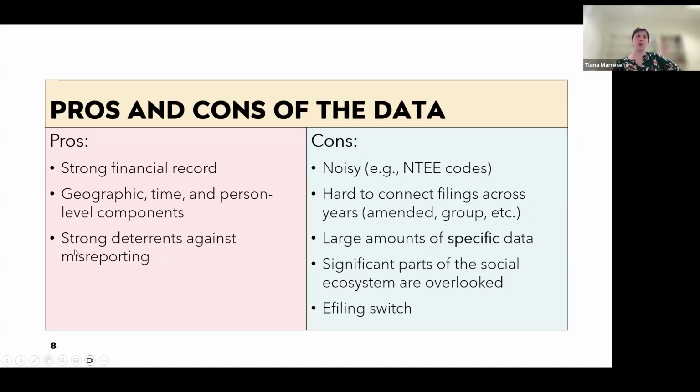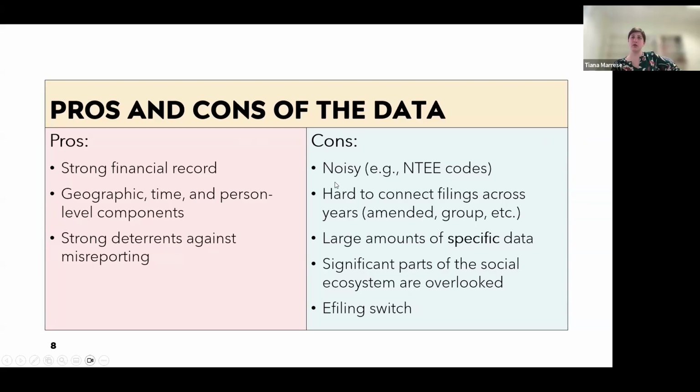There's also, because it's reported to the government, strong deterrence against misreporting or malicious reporting. And so it really allows us to have a foundational, or a very strong, resource to really understand tax exempt or nonprofit organizations within the United States. However, if you were to open up the data, it would be pretty clear pretty quickly some of the negatives that also come with the data set.